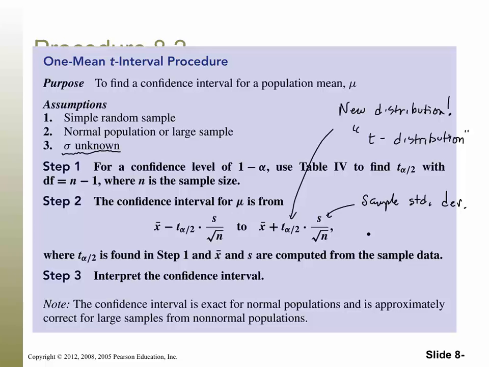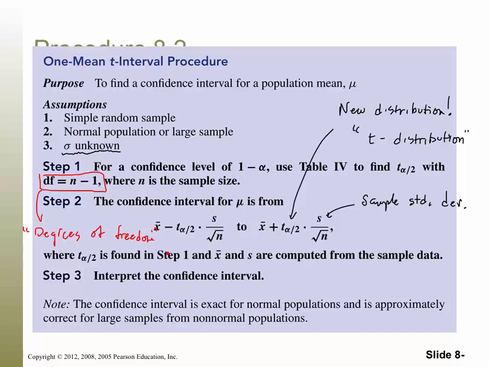Okay, there's one more thing to this. When we're finding our T value, we're going to need what's called the degrees of freedom. The degrees of freedom is simply one less than your sample size. So whatever your sample size is, you're going to take one less than that, and that's for using the chart, okay? You're going to need that to get the right T value out of the chart. We'll see that in a second.